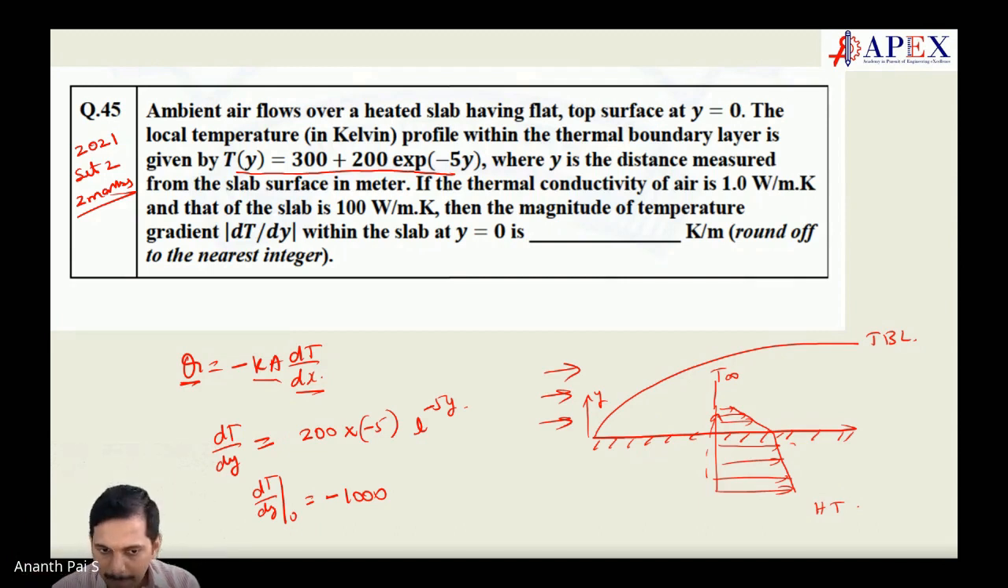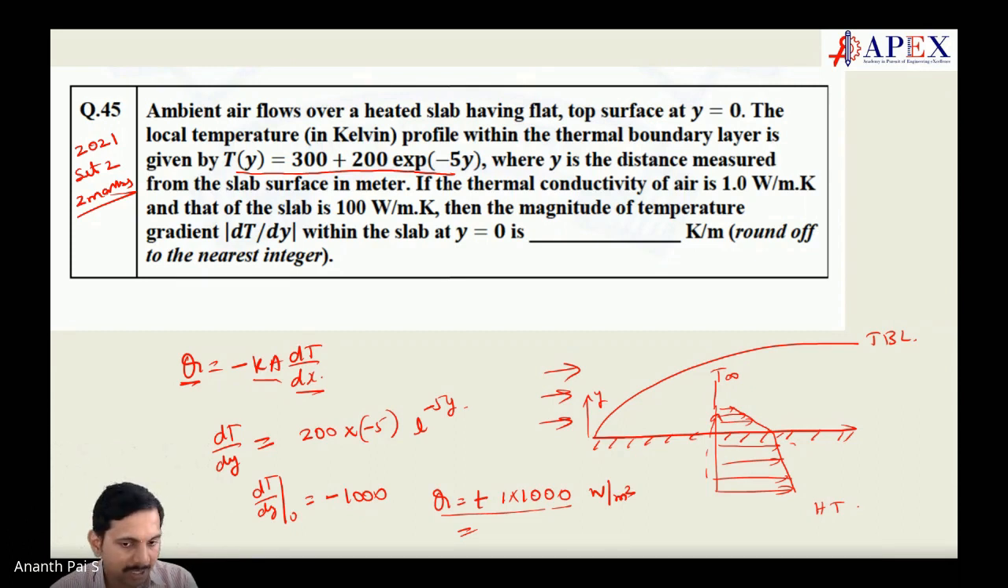Now applying this, heat transfer rate is equal to minus Ka. We will keep it at 1 meter per meter rate. Minus, so plus 1000. So heat transfer is 1000 K. K is given as 1. So 1 into 1000. What is the heat transfer rate? Heat transfer rate is 1000 watts per meter square.